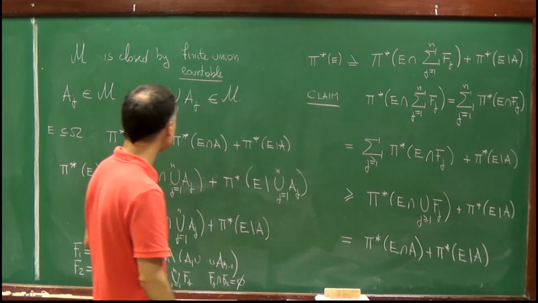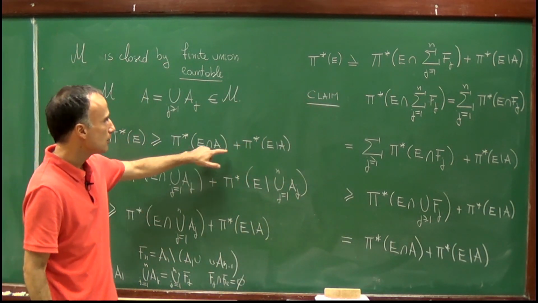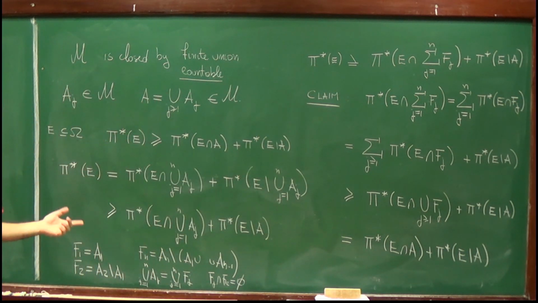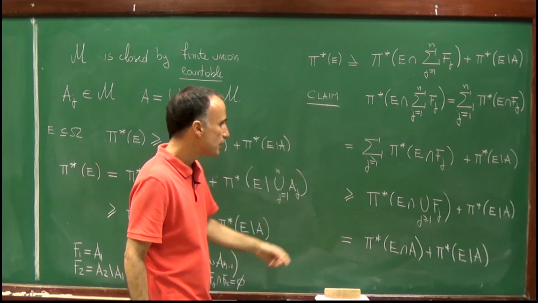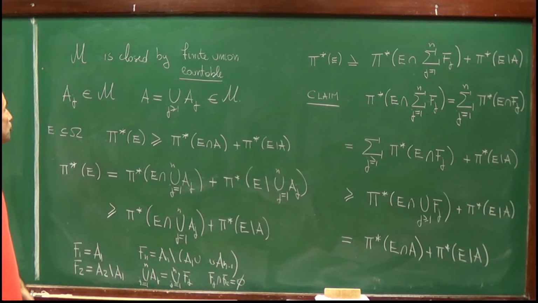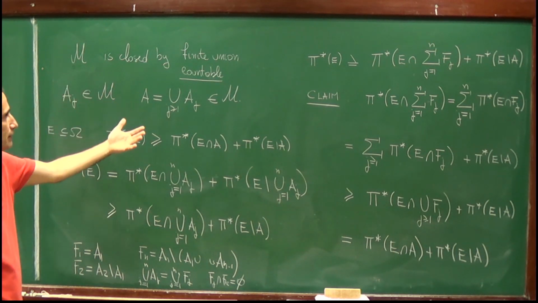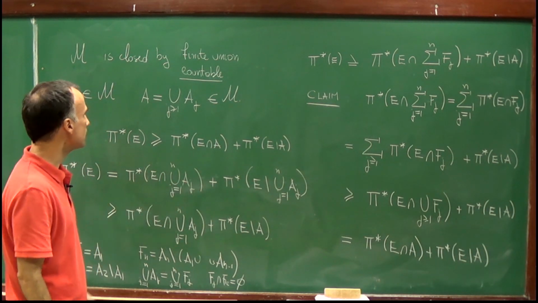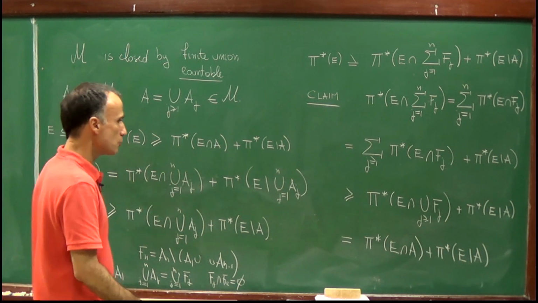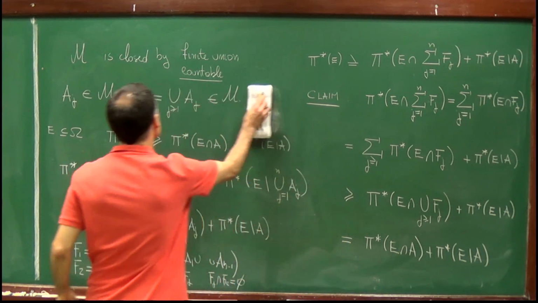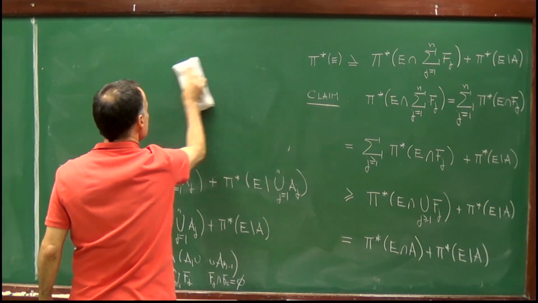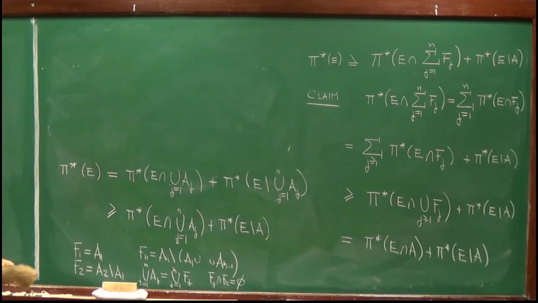We wanted to prove that p star of E intersection A plus p star of E minus A was less than or equal to p star of E. So this is exactly what we proved, and this concludes the proof that M is indeed a sigma algebra. In particular, since it contains the algebra, M contains the sigma algebra generated by the algebra. So let me write here what I just said, or maybe let me summarize what we proved.